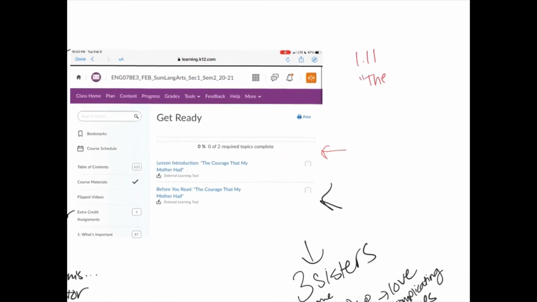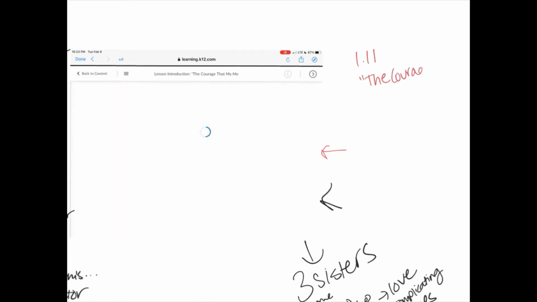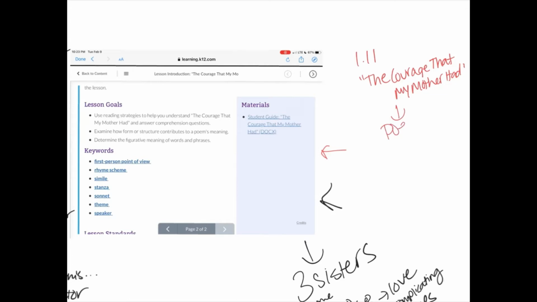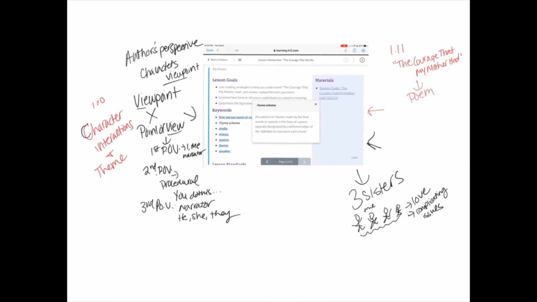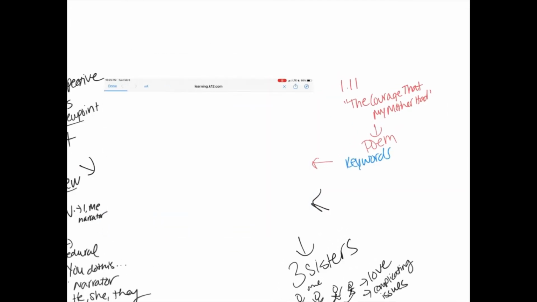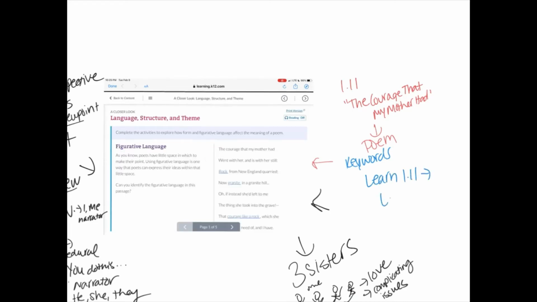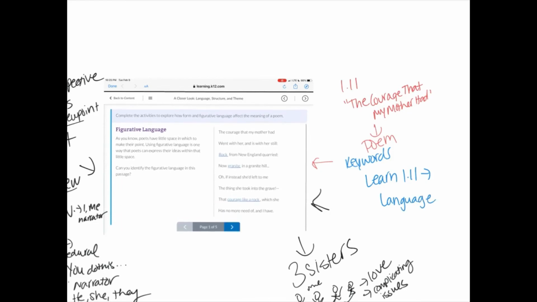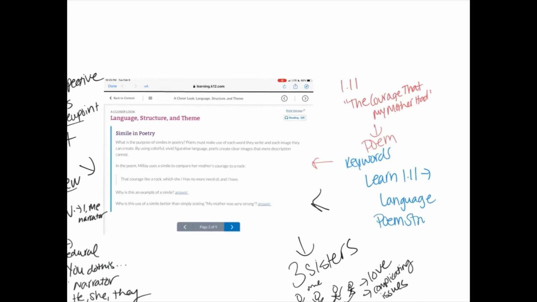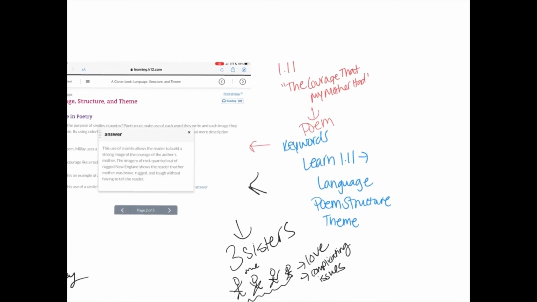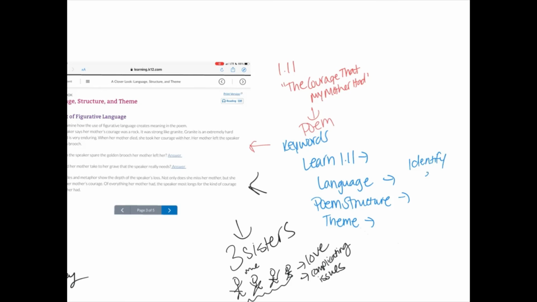In this lesson, you'll be reading The Courage That My Mother Had. So in this poem, we're going to pay attention to the following things. These are keywords. In the Learn section of this lesson, 1.11, you will be looking at language, poem structure, and theme. These are key things to keep in mind as you're working through the lesson, things that you should really be able to not only identify, but explain and support.